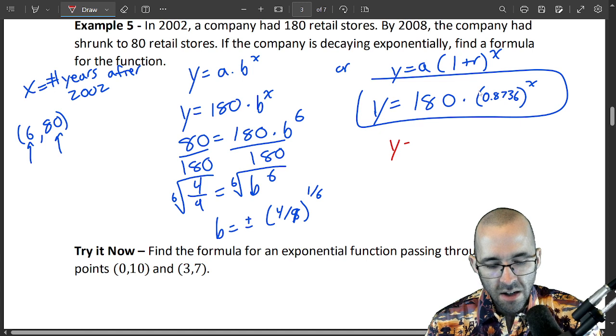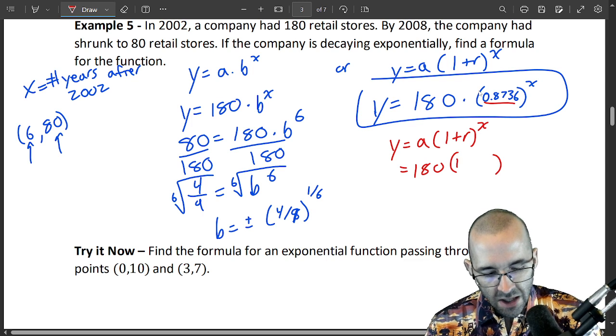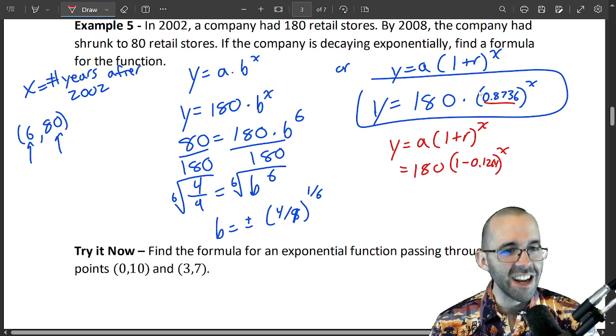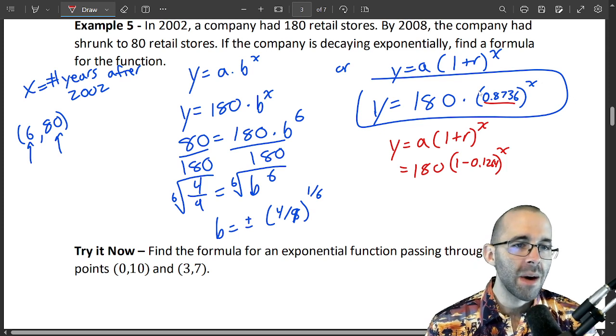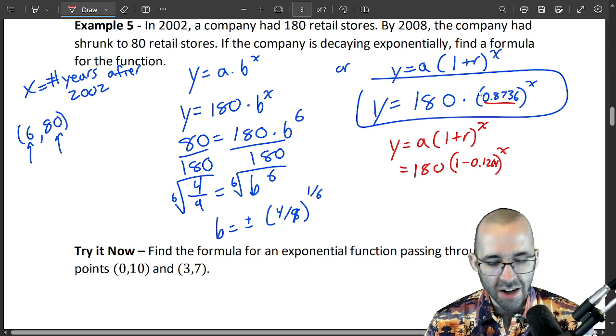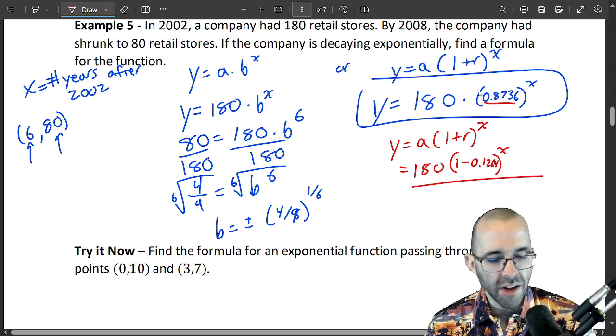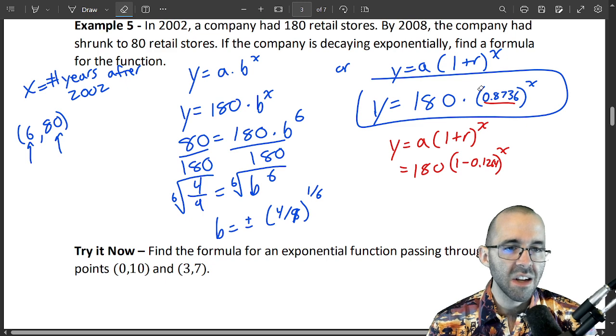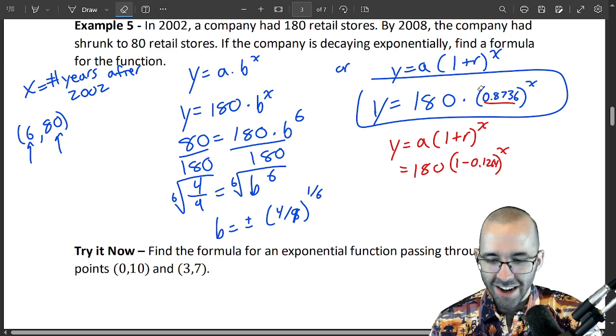The reason for that is because we know y is a times (1 plus r) to the x. So a is 180. How can we write this number as 1 plus r? It's going to be 1 minus 0.1264. You can see our r here is negative. We're decreasing by about 12.64% every year. So that's the correlation. So you could have gotten an answer that looked like this, and then it would simplify to our blue boxed answer. Yeah, we're decreasing by about 13% every year. Sorry, Blockbuster. I think there's one of you left.